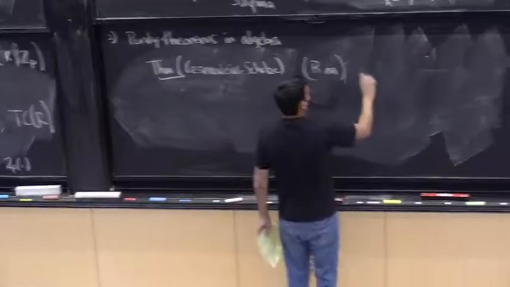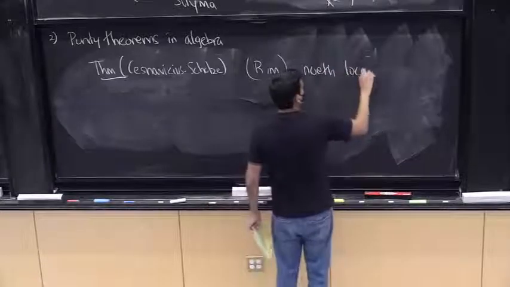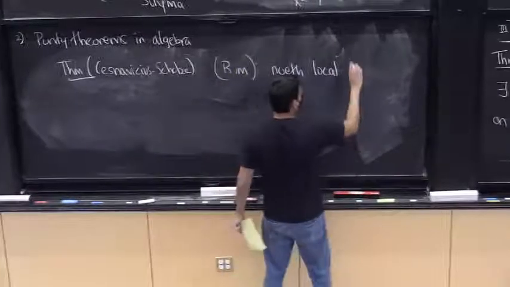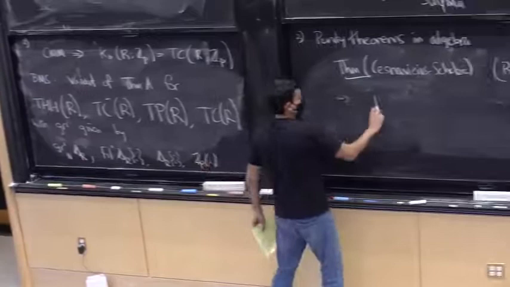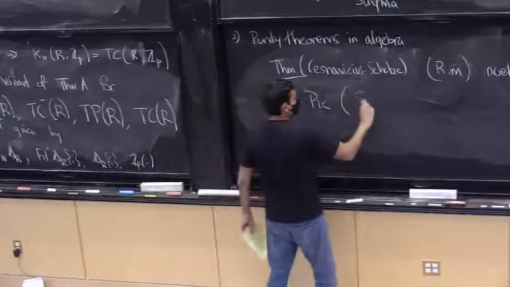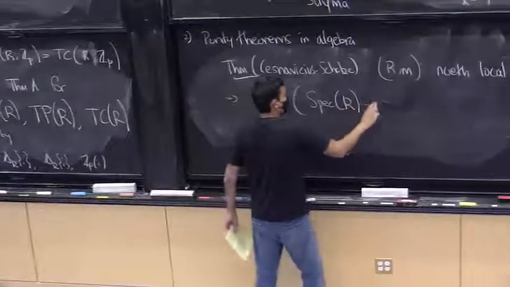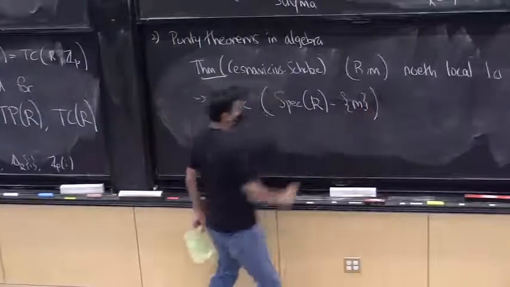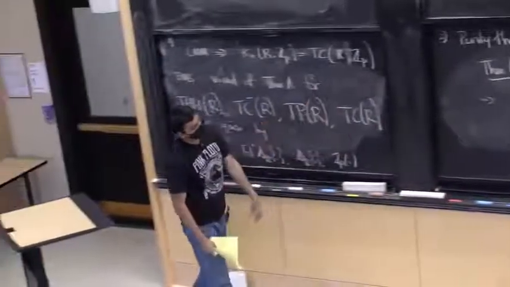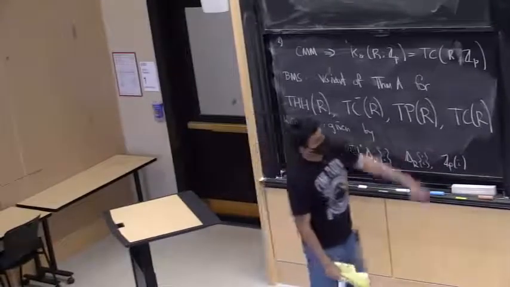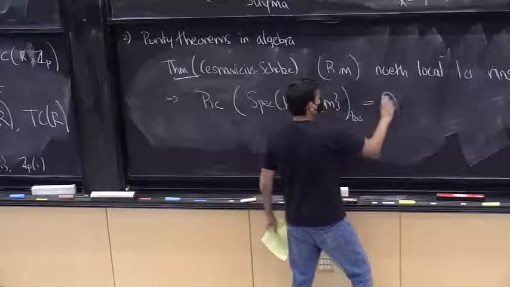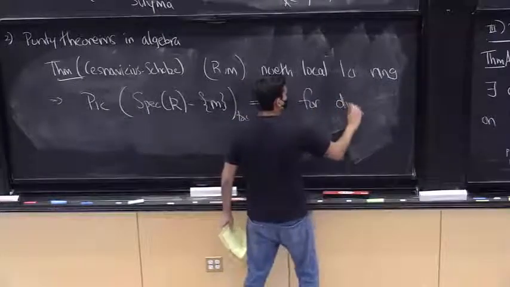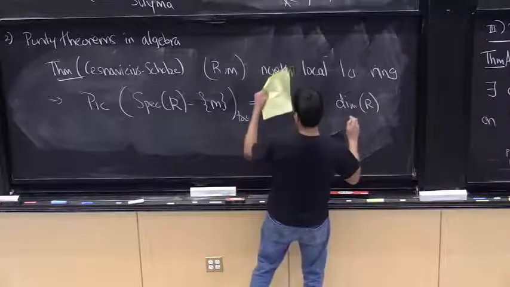So (R, m) is a Noetherian local LCI ring. It's a local complete intersection. And then what they prove is that, first of all, if you look at the Picard group of Spec R minus the point, so you're removing something of very high codimension, the codimension being the dimension of the ring, and you look at the torsion in here, this is 0 if the dimension of R is at least 3.